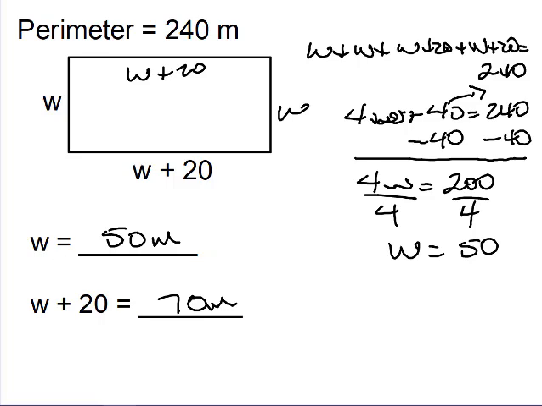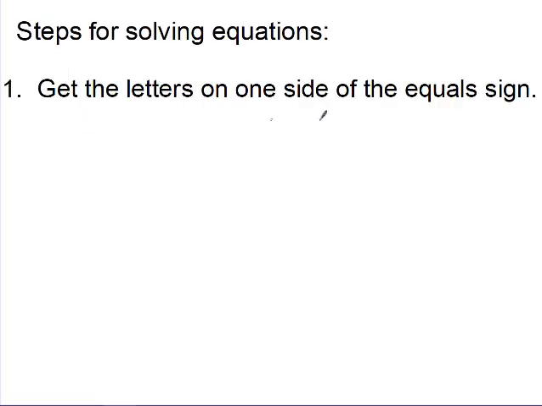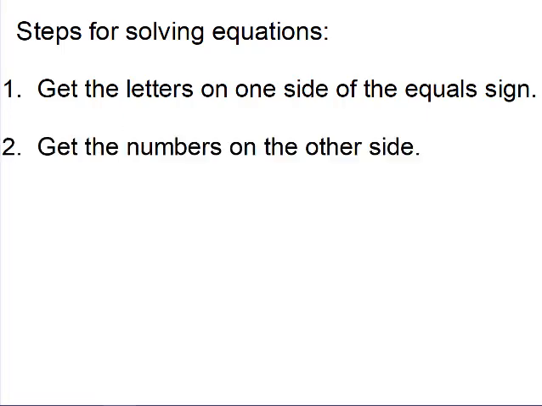Okay, so that's what we're going to have you do on a problem here in just a second. Basically, we have to remember that to solve equations, there are 3 basic steps. Step number 1, get your letters on one side of the equal sign. We do that by adding the opposite. Then we get the numbers on the other side, and again, we add the opposite to do that. And then last but not least, we solve.